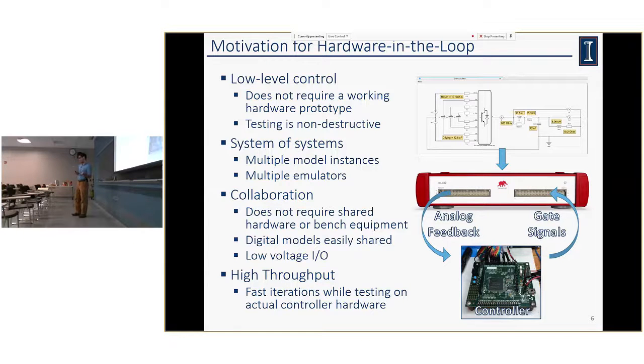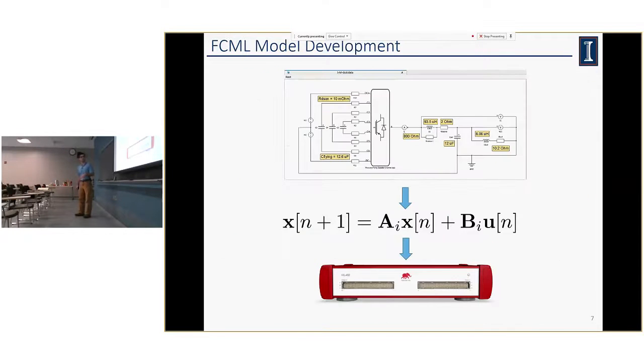Systems of systems are easily simulated. You can create multiple instances of a specific converter topology on a single emulator or parallel multiple emulators. Collaboration is a lot easier. Digital models are easily shared. The nice thing is this is also low voltage I/O. This can be done in the office at the desk instead of in the laboratory environment. And it should lead to faster design throughput. You can compile and test your controller without having to go back and forth between the lab.